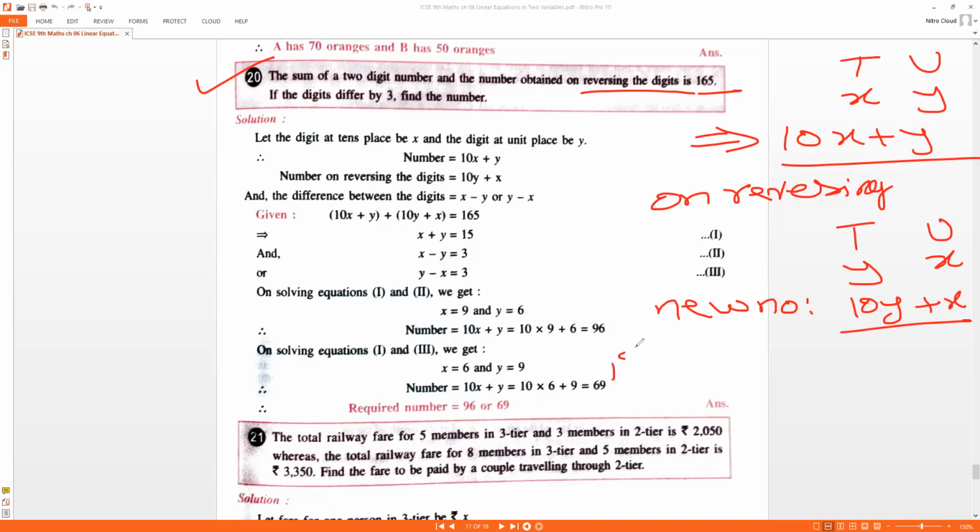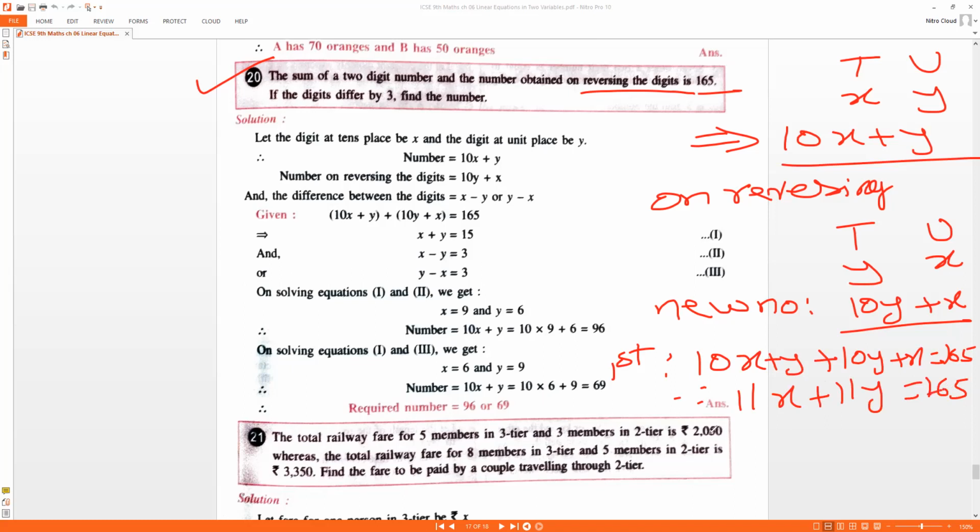Okay. So what is the first condition? The first condition is 10x plus y plus 10y plus x is equal to 165. Right? So what do you get? 11x plus 11y is equal to 165. If you take 11 common, you should get x plus y is equal to 15. x plus y is equal to 15. This is equation 1. Okay, how to get the second equation?